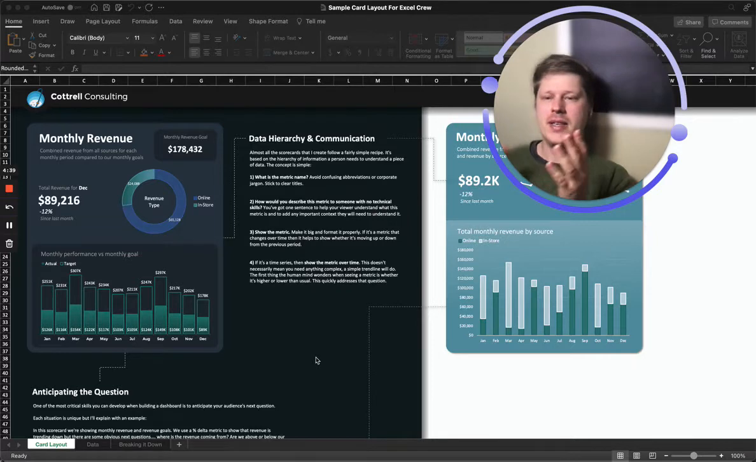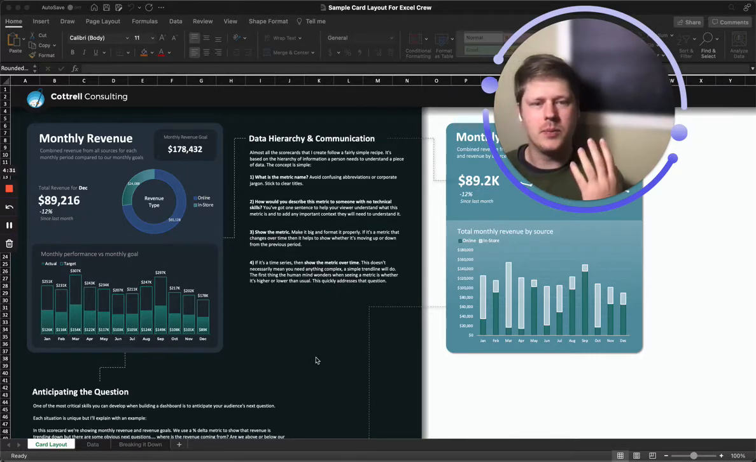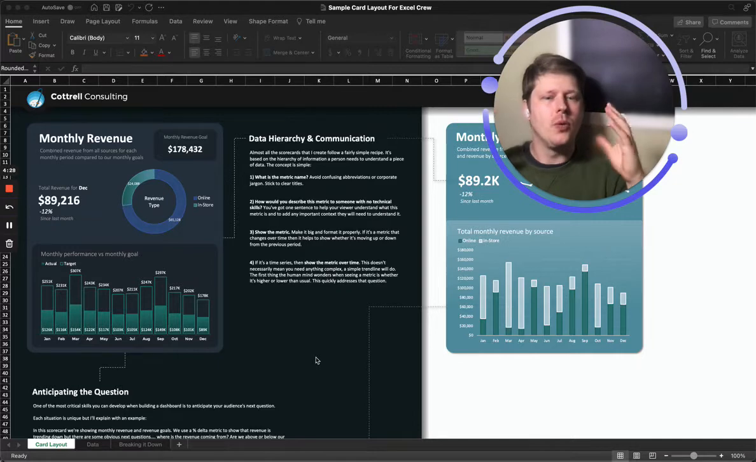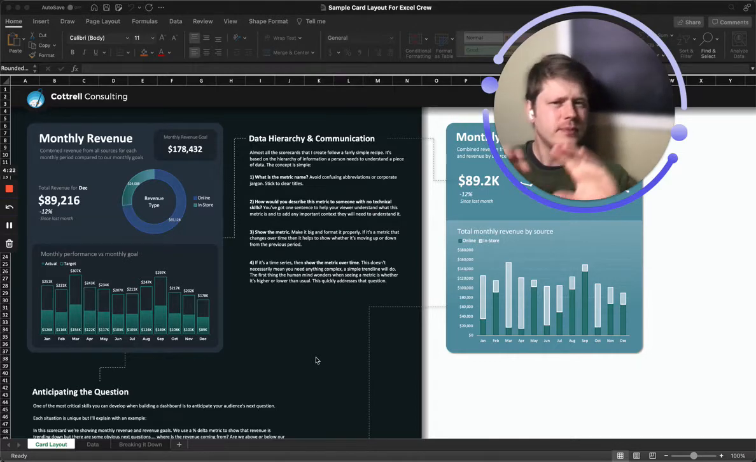So here we go. This is a card layout example, and I'm going to just be talking about how I put data onto a card, how that is kind of important in showing us why we need context for our data, and how data is more of a narrative than it is purely a set of metrics. I'll get into all of that a little bit more here.